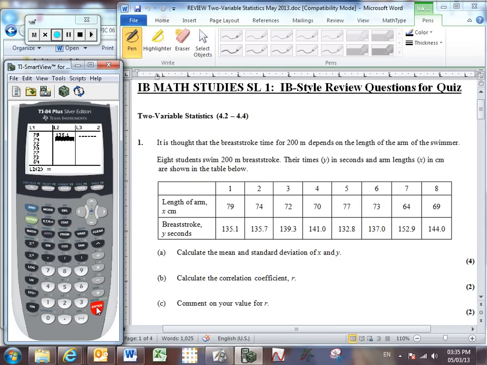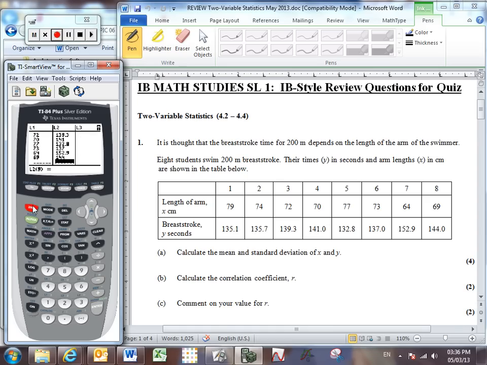And in my second column, these are my breaststroke times: 135.1, 135.7, 139.3, 141, 132.8, 137, 152.9, and lastly 144.